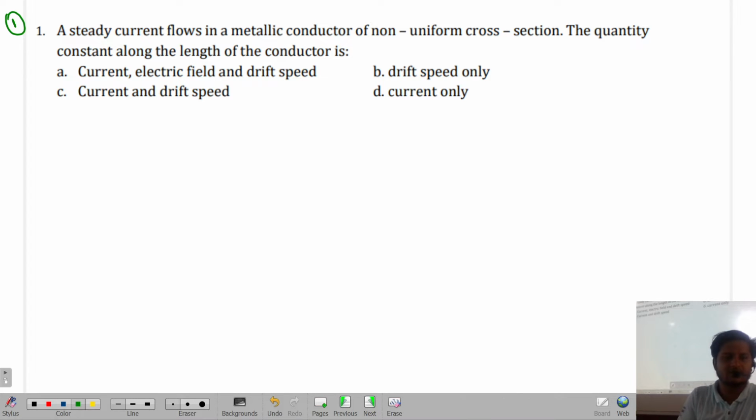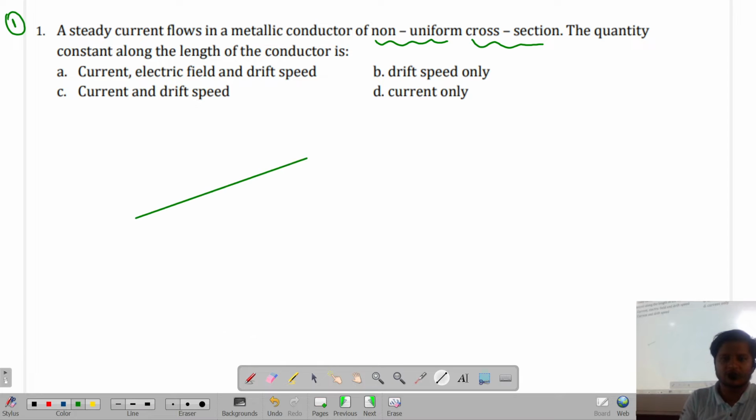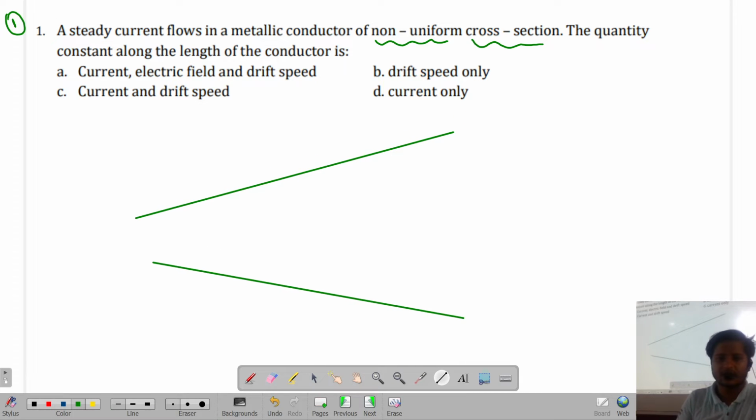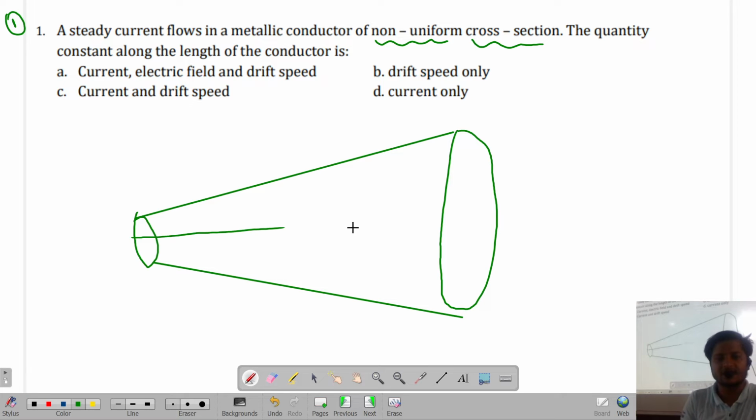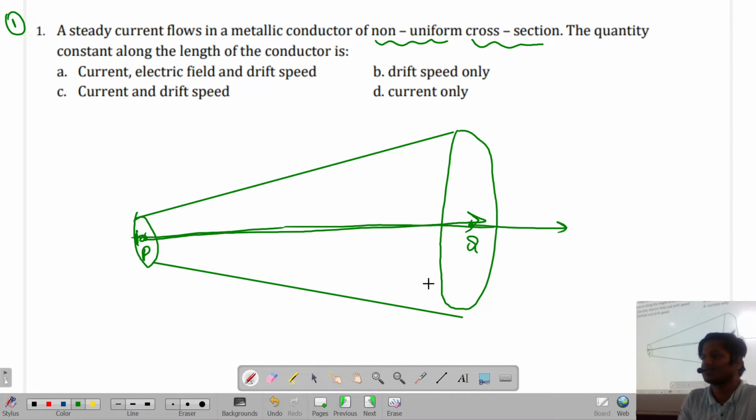A steady current flows in a metallic conductor of non-uniform cross section. Which quantity is constant along the length of the conductor? Can you give me an example of a non-uniform cross section? Is this an example or not? The area of the wire is increasing with respect to the length. If I consider point P to point Q, along this length of the conductor, what remains constant?